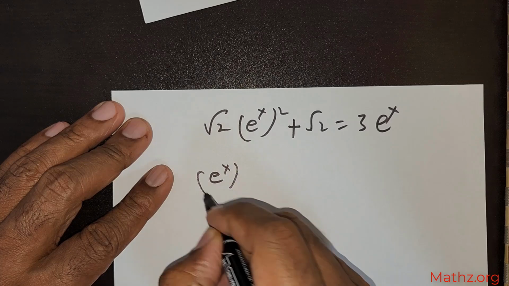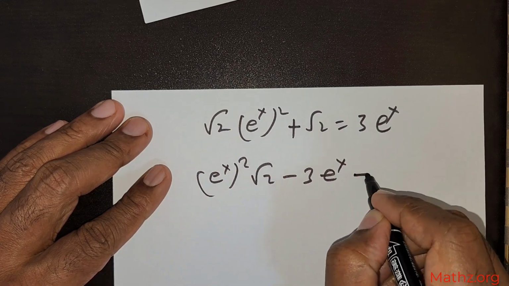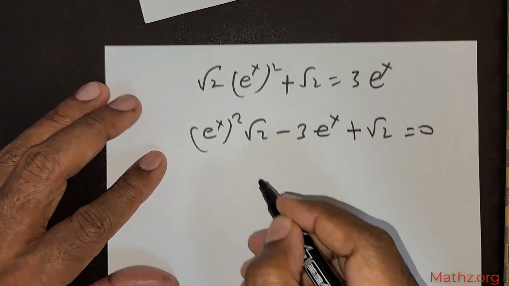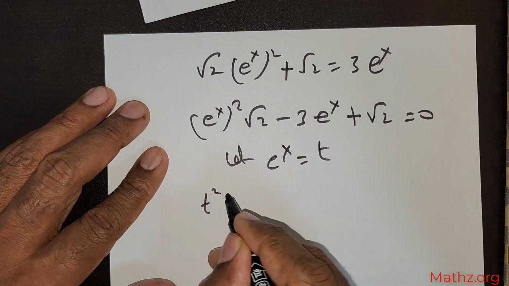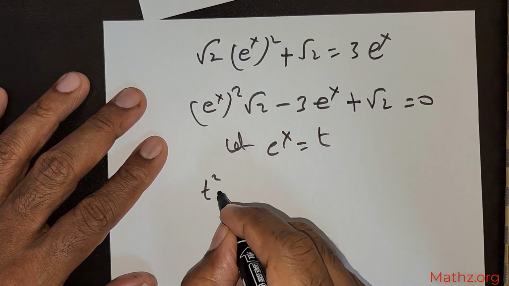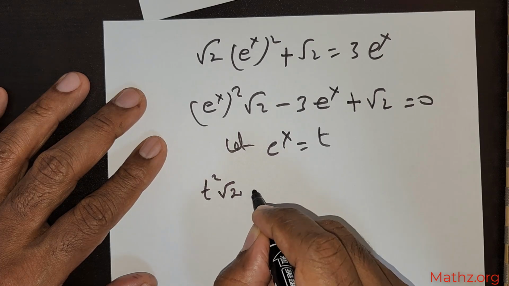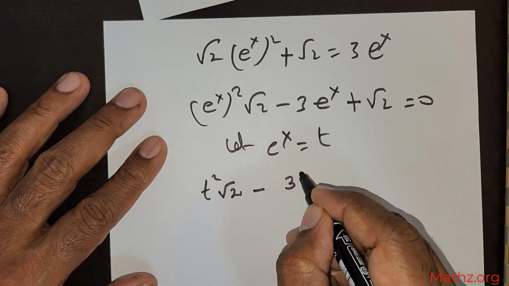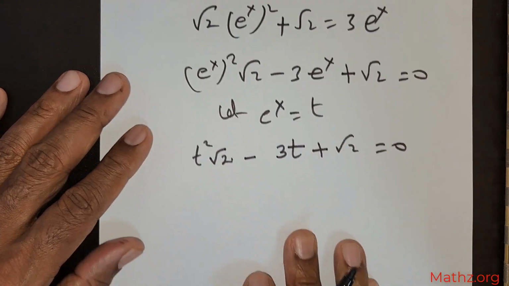So it's going to be e raised to the power of x the whole square times the root of 2, negative 3 times e raised to the power of x, positive root of 2 is equal to 0. Now let me take e raised to the power of x is equal to t. This means you have t squared times root of 2, negative 3 times t, positive root of 2 is equal to 0.